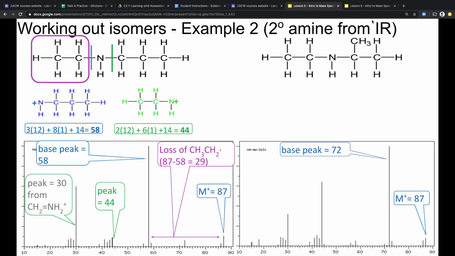And there's a peak at 30, which is kind of a weird one, which I need to look into, because I'm like, how is that formed? Some sort of rearrangement, but you don't need to know that. Let's look at the spectrum on the right. There's a peak at 72. That's the base peak. So if we simply break off a methyl group, that will solve our problem there.